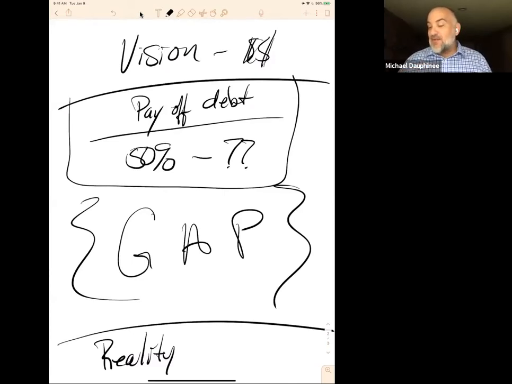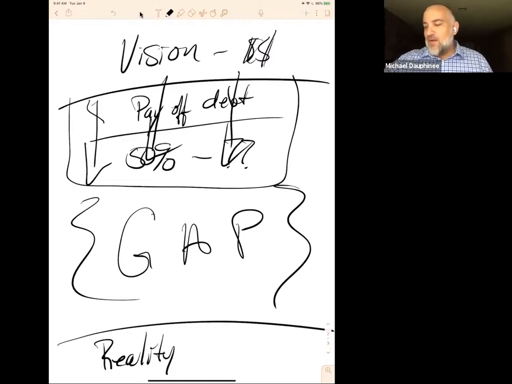At first he was like, how much do you want to pay off? And I was like, debt free, but I hadn't told him how much debt I had. So the first thing I said was, I want to be debt free. And then I went, yeah, maybe I just want to be lower in debt. So I started lowering my vision so the gap would be smaller.